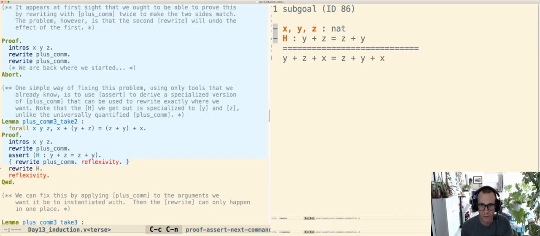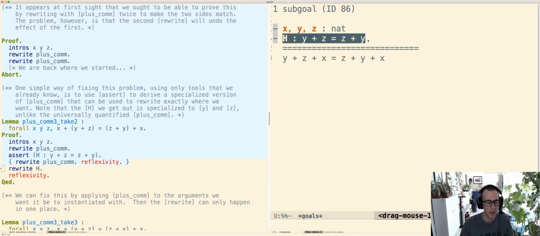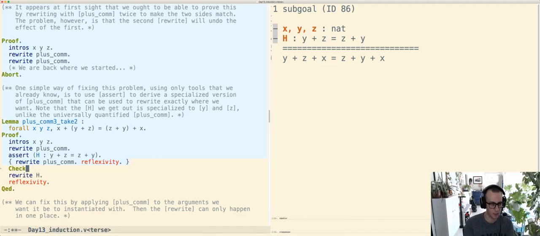Okay, and now we have a different theorem. So you might look at this H and say, well, that's the same as plus_comm. It's like, well, it's the idea of plus_comm, but specialized, right? Let's look at the difference. What is plus_comm?